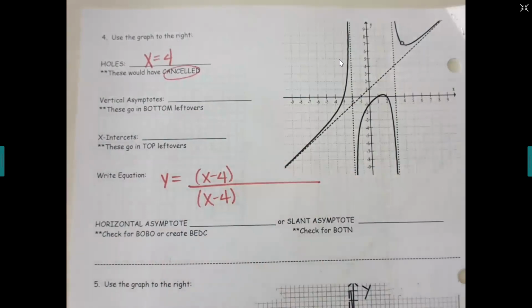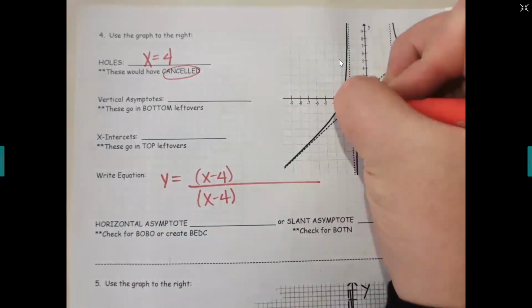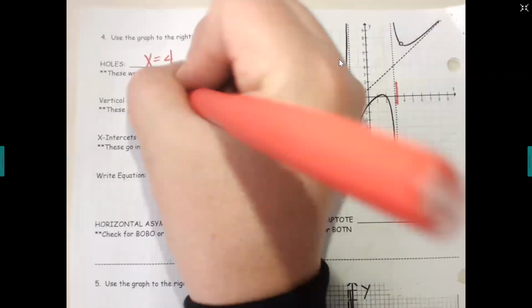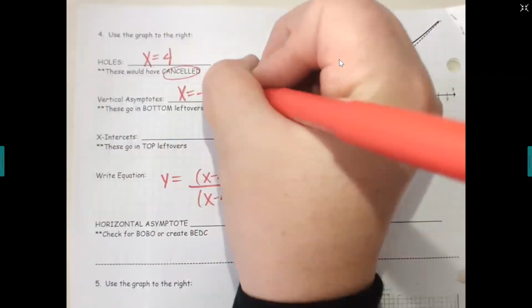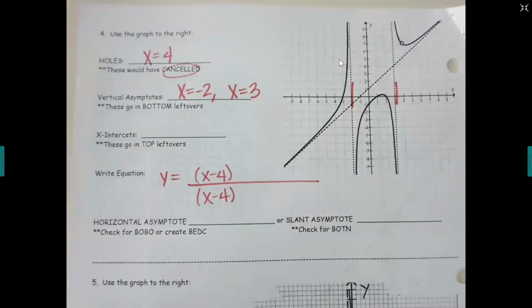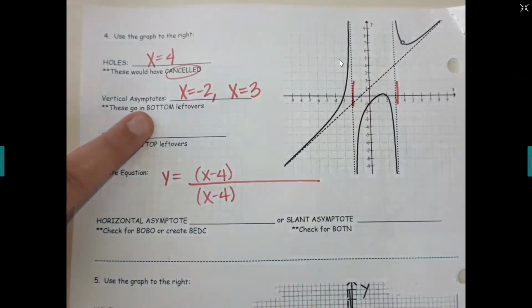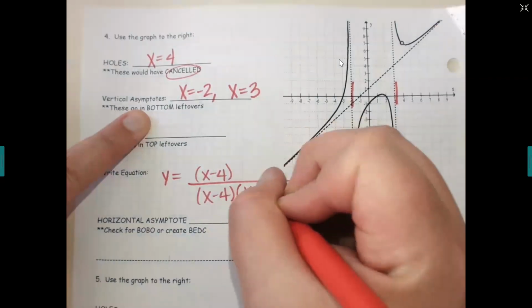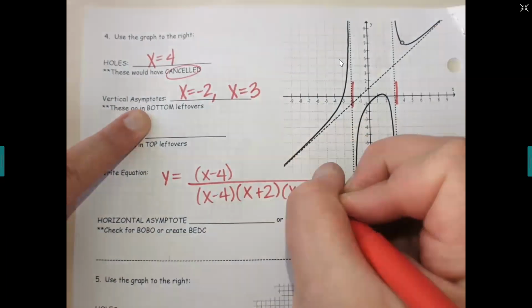Can you identify where the vertical asymptotes are in the picture? Okay, -2 right here and 3 right here. Where do those go? Top, bottom, or both? On the bottom, it also says it here. These go in the bottom leftovers. So I'm going to put an x plus 2 and an x minus 3.